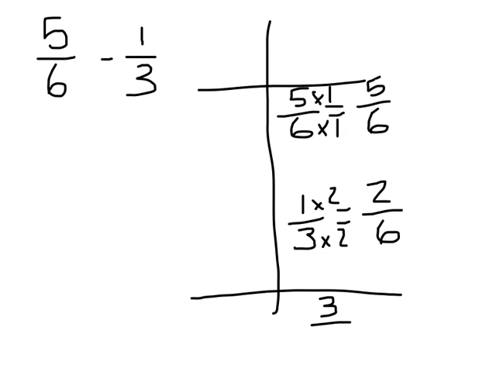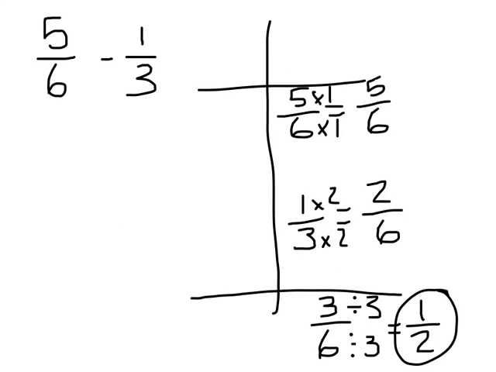5 minus 2 gives me 3/6, but I'm not finished. I need to simplify. What is 3/6 when written in simplest form? I can divide both the numerator and denominator by 3, and that gives me 1/2. So 5/6 minus 1/3 is 1/2.